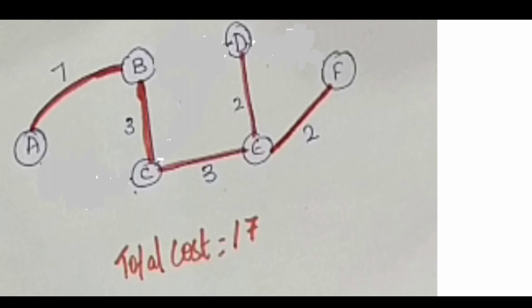Next we have to check whether it qualifies as a minimum spanning tree. Yes, it qualifies the minimum spanning tree property because there are no cycles in it. We haven't included any edge that makes a cycle in this tree. Next, the graph has 6 vertices, so the number of edges will be 6 minus 1, that is 5. That is also satisfied here. So this is a minimum spanning tree.